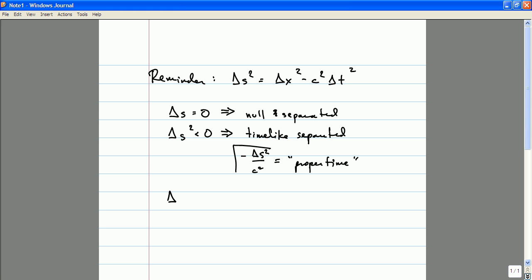And likewise, if delta S squared is positive, then we see that the events are space-like separated. And delta S is referred to as the proper distance between the events, which is to say the distance between the events as measured in the frame where the events are simultaneous. So if, for example, you have a meter stick, then in the frame where the meter stick is at rest, the distance between the endpoints is equal to 1 meter. So that is the statement that if you have a meter stick that is moving at some velocity, the proper distance between the endpoints of the meter stick is 1 meter, even though the apparent distance, as measured by you, a different observer, may be different from 1 meter.